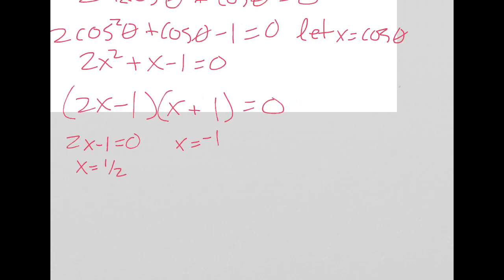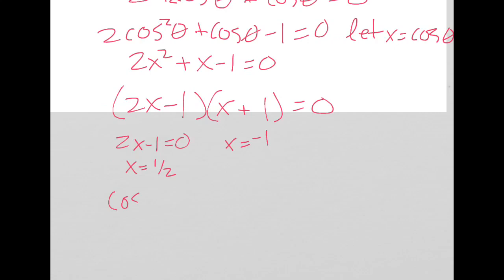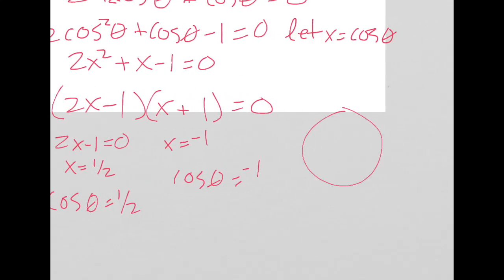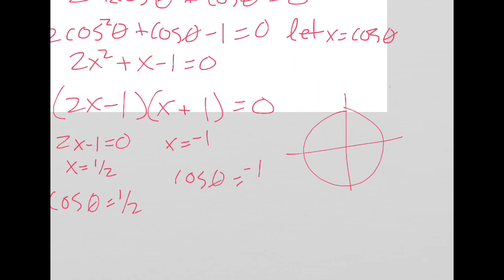But now we need to substitute back in and solve this for theta. So if x is cosine theta, really I can say cosine theta equals 1/2 and cosine theta equals -1. Well, where does that happen? Draw yourself a little reference circle. Cosine of theta is 1/2, again, up there at pi over 3. It's also 1/2 right down there. And what angle is that? That is 5 pi over 3. But we also need to know where cosine is -1, and that happens straight out to the left at pi.